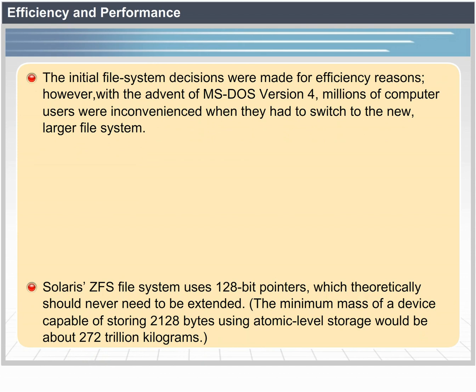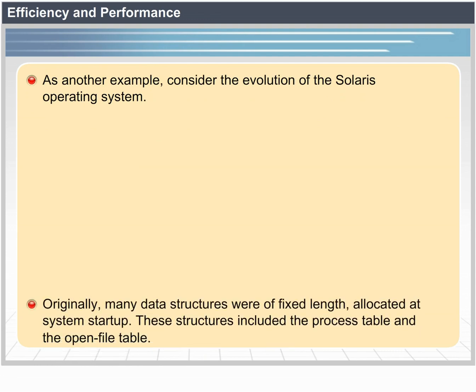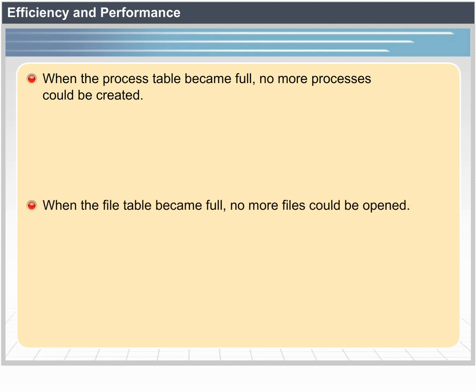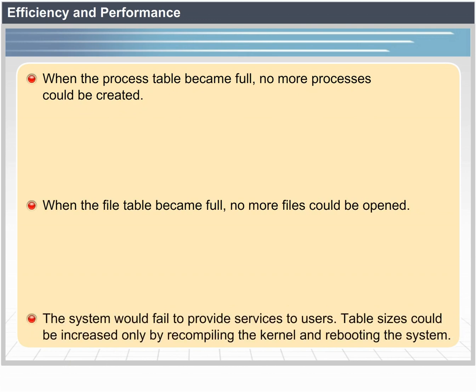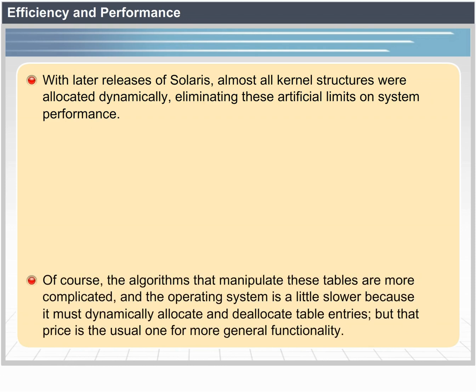As another example, consider the evolution of the Solaris operating system. Originally, many data structures were of fixed length, allocated at system startup. These structures included the process table and the open file table. When the process table became full, no more processes could be created. When the file table became full, no more files could be opened. The system would fail to provide services to users. Table sizes could be increased only by recompiling the kernel and rebooting the system. With later releases of Solaris, almost all kernel structures were allocated dynamically, eliminating these artificial limits on system performance. Of course, the algorithms that manipulate these tables are more complicated, and the operating system is a little slower because it must dynamically allocate and deallocate table entries, but that price is the usual one for more general functionality.